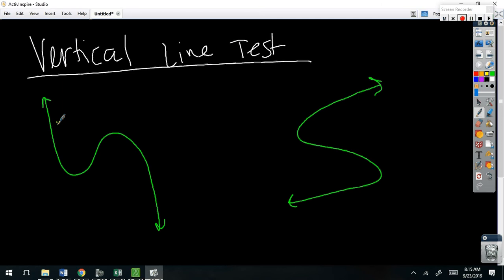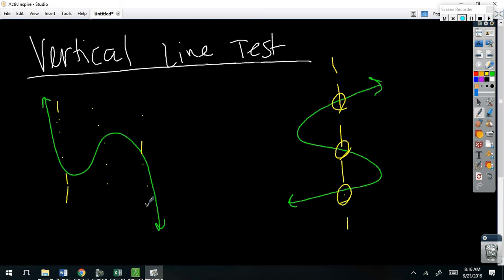Let me show you one. Let's look at this one first. Do you see if I come with a vertical line here? 1, 2, 3 times, fail. Right? Fail, not a function. There's never any place I could put a vertical line, though, here, that would touch more than one time. You see what I'm saying?